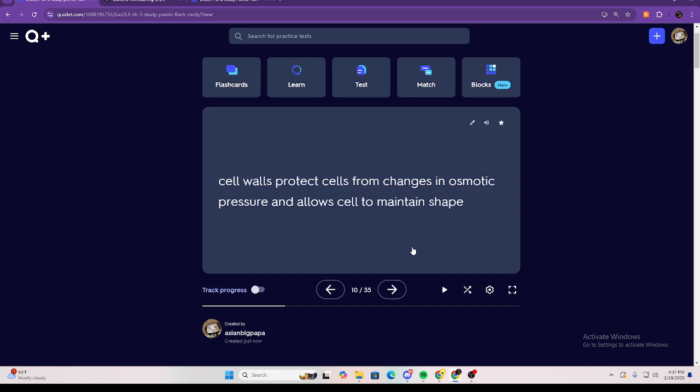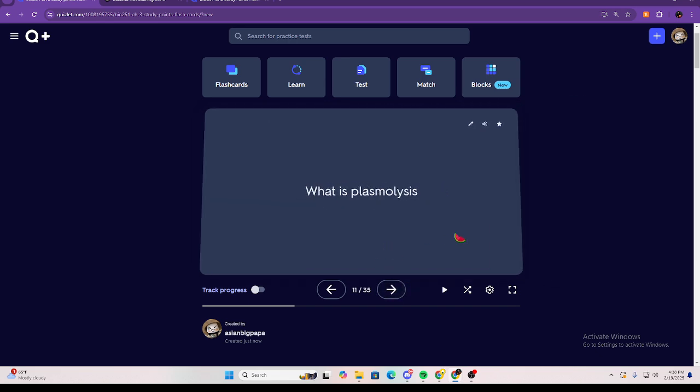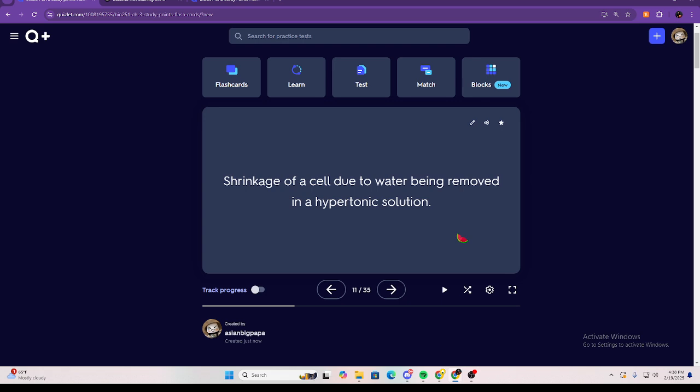So unlike human cells, where hypertonic and hypotonic solutions would lead to cell death, the cell walls in prokaryotic cells actually protect the cells from dying completely. What is plasmolysis? So plasmolysis is shrinkage of a cell due to water being removed in a hypertonic solution.